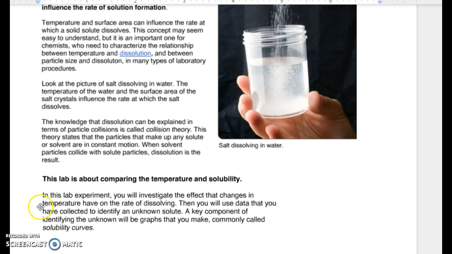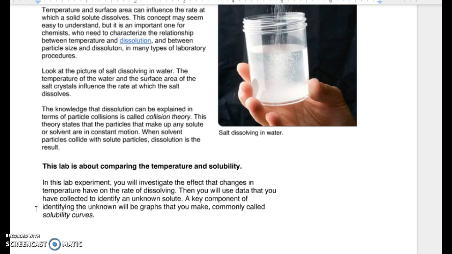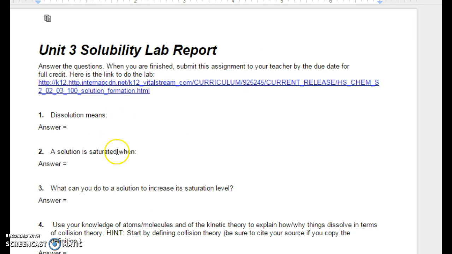In this lab, you will investigate the effect that changes in temperature have on the rate of dissolving. Then you will use data that you have collected to identify an unknown solute. The key component of identifying the unknown will be the graphs you make, commonly called solubility curves. All right, so then we're going to go back up to the top. And when you get this form, here's the link to do the lab.